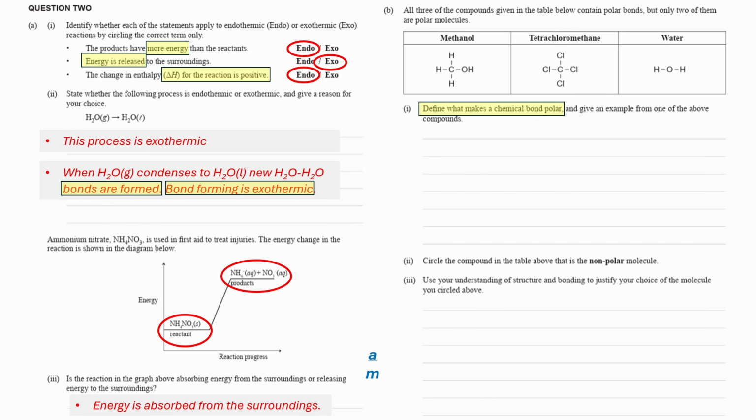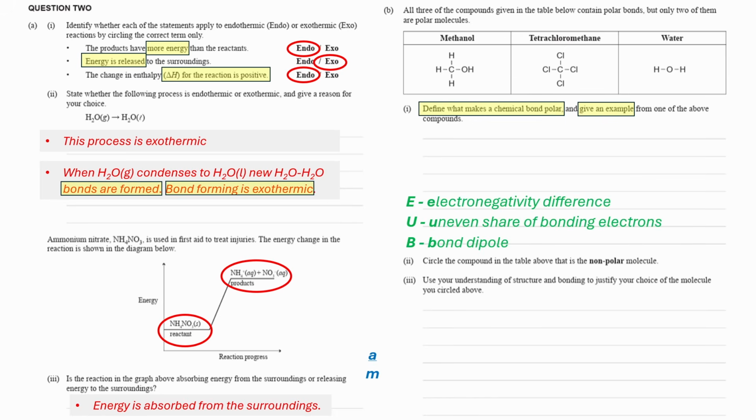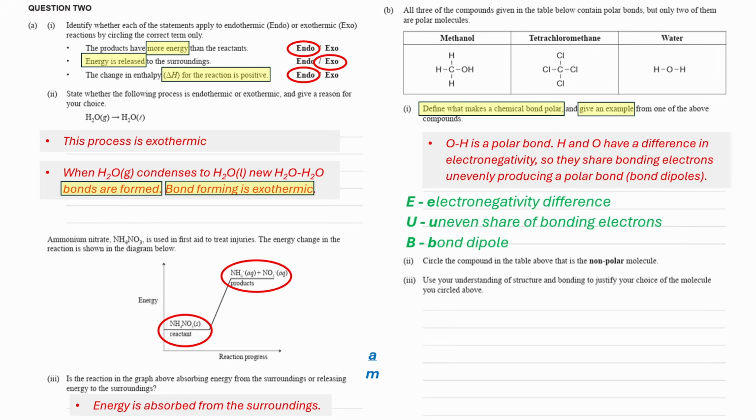I'm just going to use the oxygen to hydrogen bond. It's a nice simple one for me. I give an example, let's say. Before I do that, when I'm explaining polarity I always use U-back, but this is only half of the polarity explanation. So I'm going to use the first part of U-back, which is EUB, to explain this, but they want an example for a start.